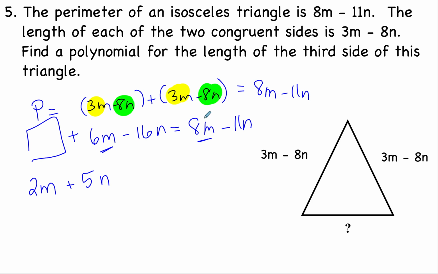In order to get the left side equal to the right side, our third side would have to be 2m plus 5n.